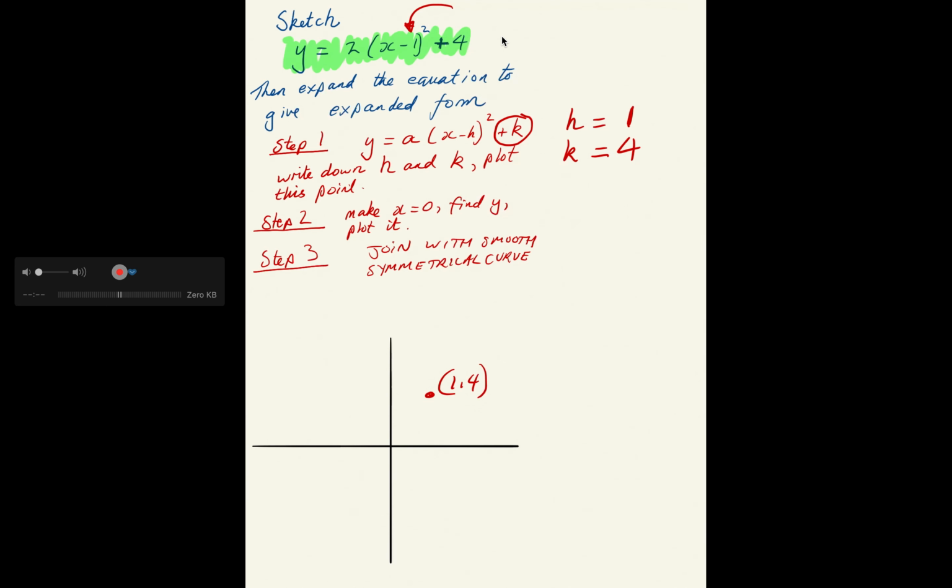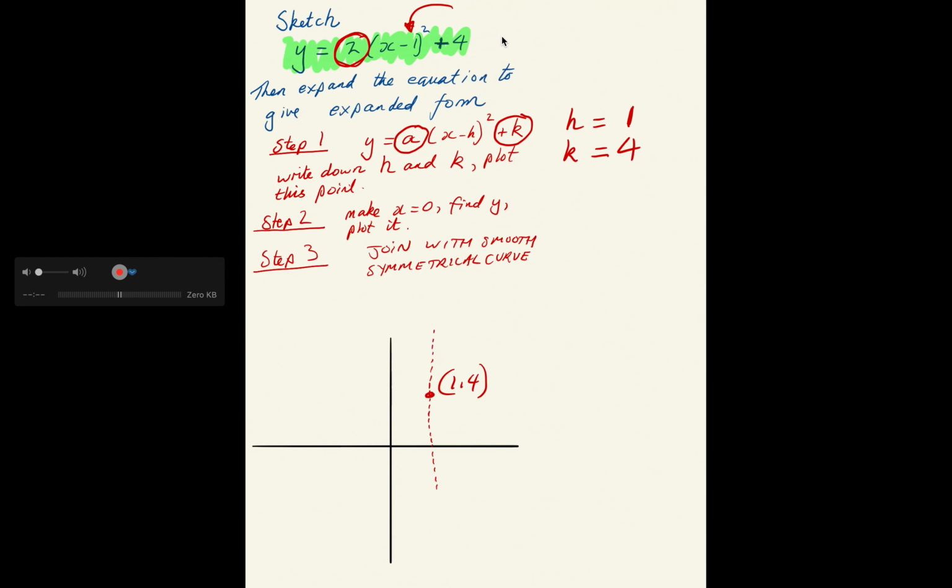Okay. Now if you notice that the a is positive here, this is the a from the model, and that a is consistent all the way through our different models. That's positive, so it is concave up. It's a smiley face. And because I know that there's a vertex, I have to draw a nice symmetrical curve.